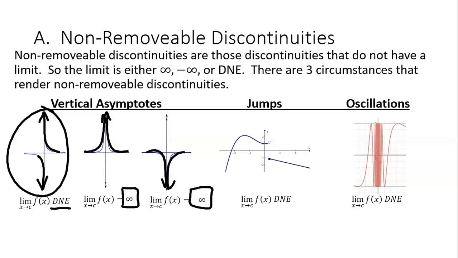Vertical asymptotes are pretty much the only ones that are going to give you a positive or negative infinity if it's a non-removable discontinuity. Jump discontinuities just simply don't exist because the limit from the left and right never match. That's what makes it a jump. And oscillations, their left and right hand limits don't exist either. Well, I'm sorry, the limit itself doesn't exist, and that's just because it's constantly bouncing around. So these are all non-removable discontinuities. These are things where the limit does not exist.